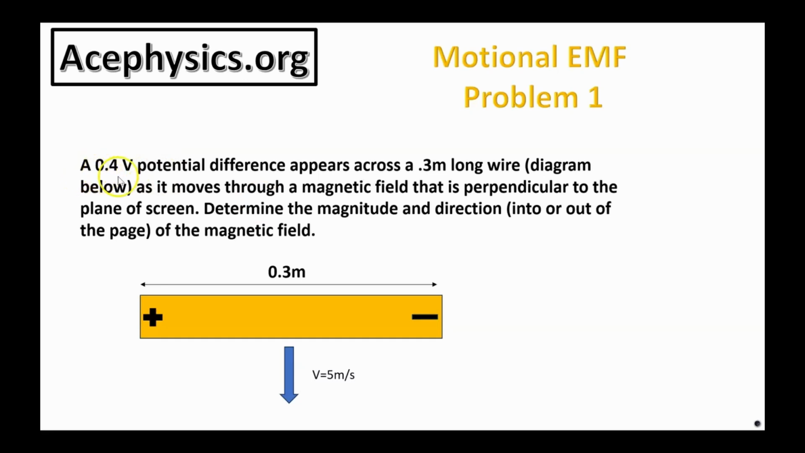A 0.4 volt potential difference appears across a 0.3 meter long wire as it moves through a magnetic field that is perpendicular to the plane of the screen. Determine the magnitude and direction, into or out of the page, of the magnetic field. You may want to pause the video because I'm going to solve the problem on the next slide.